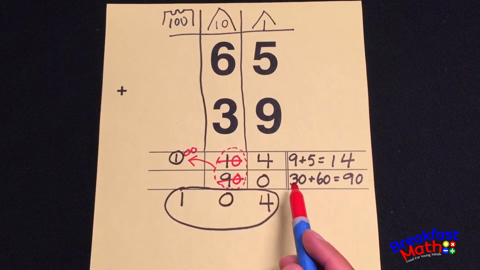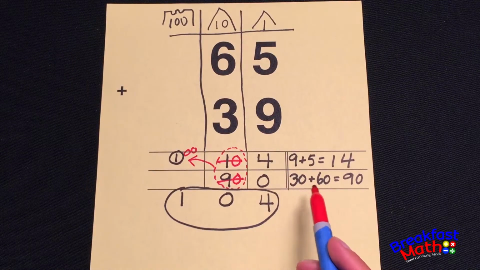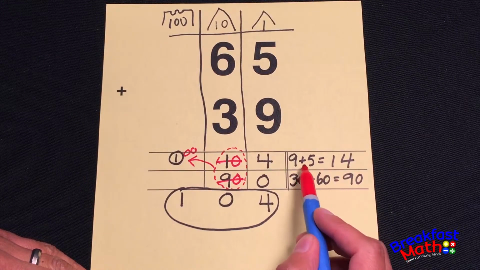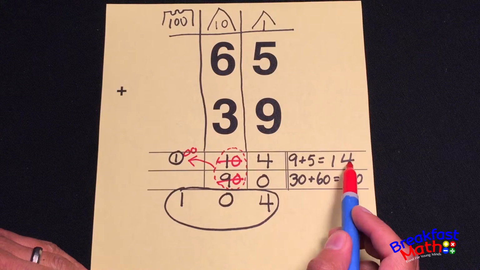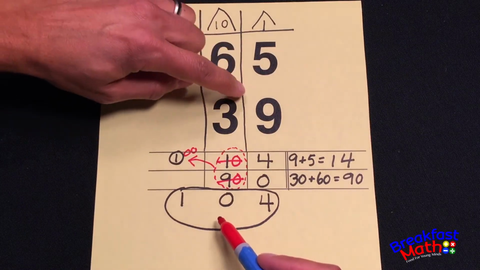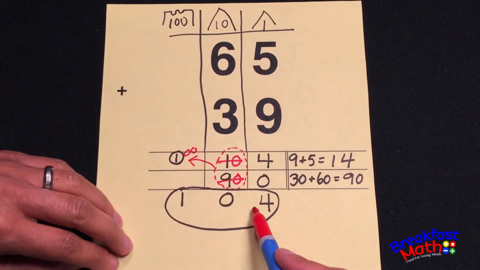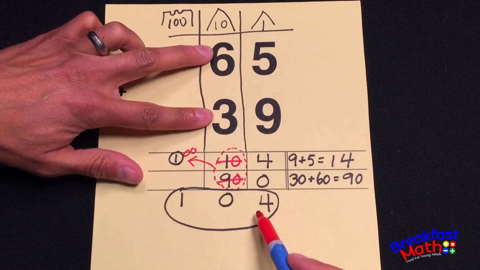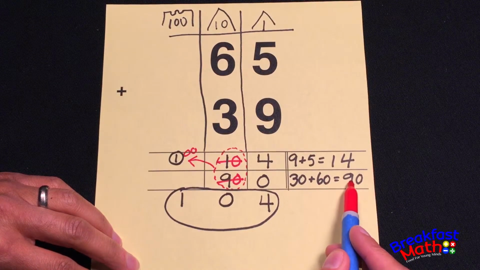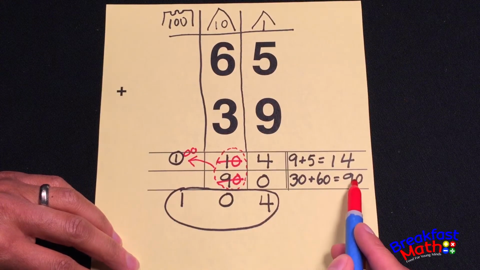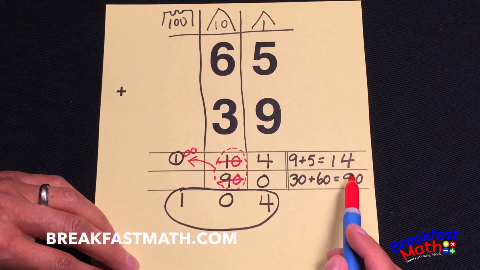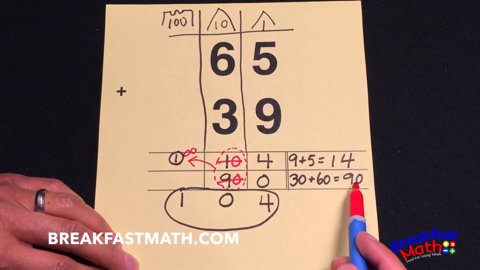The last thing we're going to look at is, why is this called partial sum addition? Where does that come from? Well, 9 plus 5 equals 14. So 14 is the sum of 9 plus 5. So 14 is part of 104. So it's part of the sum of 65 plus 39, which is 104. So 104 is the sum of these two numbers, okay? And 14 is part of that number. So 30 plus 60 is 90, and just like 14 was part of 104, 90 is a partial number, or a partial sum, of 104. So hence the term partial sum addition.